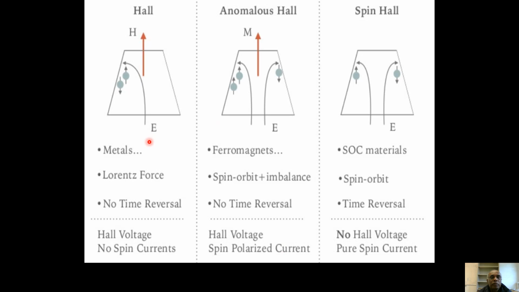Then these electrons usually go like that, and then they turn and make this Hall field, right? That's what we usually see for metals, due to the Lorentz force. But here, because of that magnetic field, your time reversal symmetry is broken. Also there's no spin current, because it's mostly electrical current, right? We are talking about electrons moving.